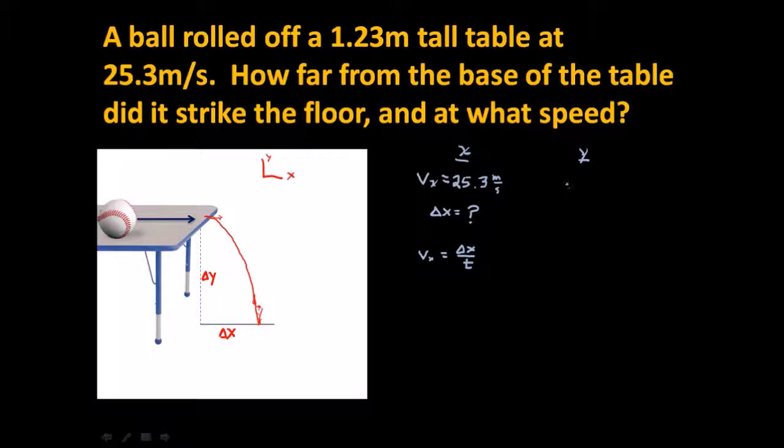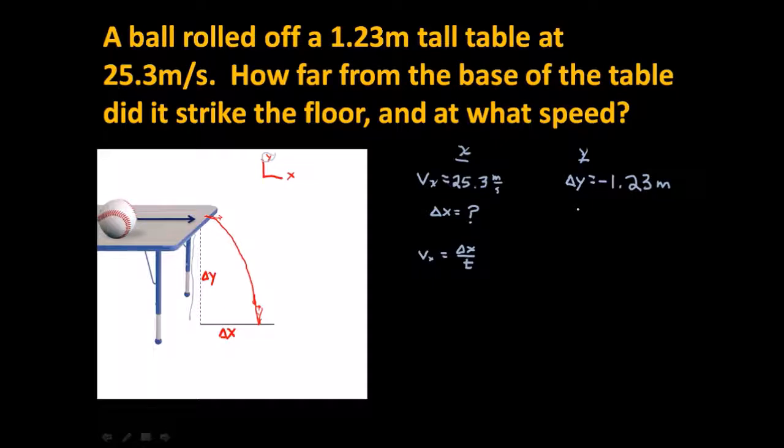In the Y direction, what kinds of things do we know? Well, we know the displacement. Can you tell me what it is? Well, no, of course you can't. I'm on a video. But can you tell yourself what it is? Well, the table right here is 1.23 meters high, which means the displacement of the ball is going to be negative 1.23 meters. Why negative? That's right, because it's falling, and we chose up as the positive Y direction right there.